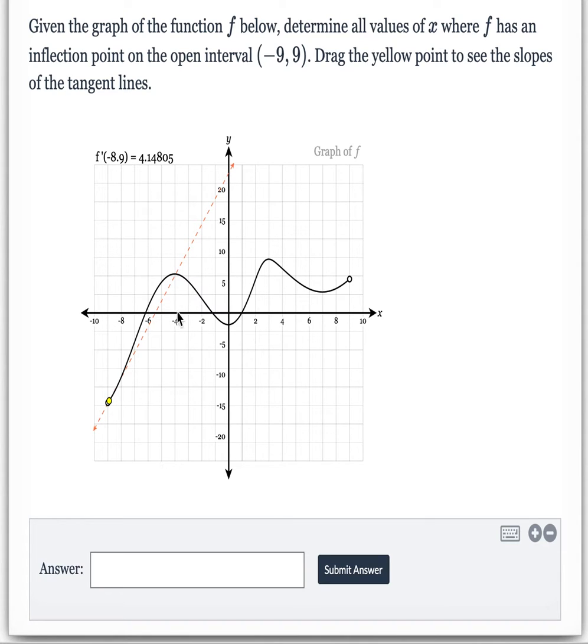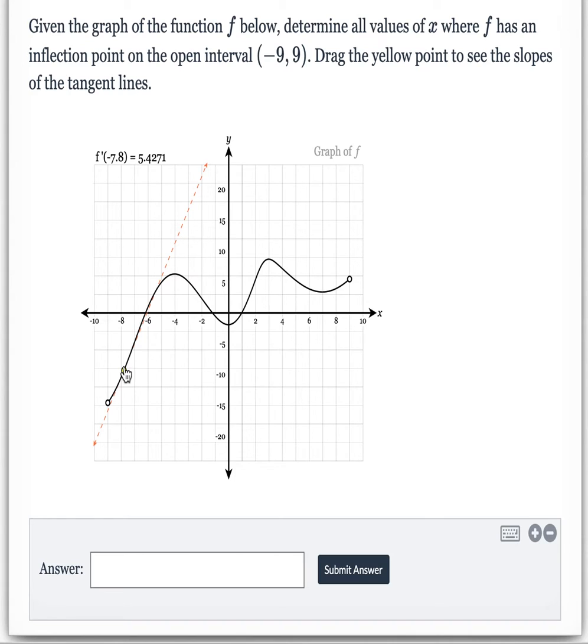But if we actually take, as the directions say, and trace and come along here, what we can see are the slopes of the tangent lines. What we are looking for is when the slope changes from increasing to decreasing.